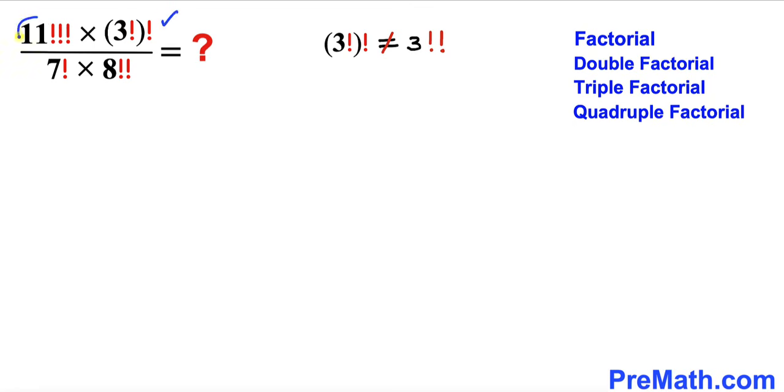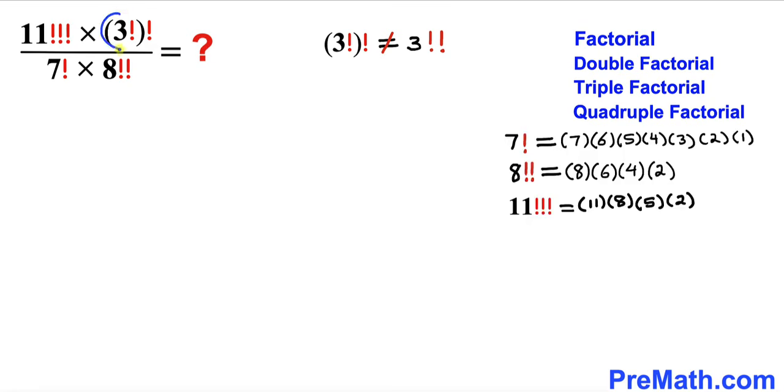Let's look at this 11 triple factorial. Here I have copied down 11 triple factorial, and that is going to be equal to, since we are dealing with this triple factorial, 11 times 3 less, which gives us 8, times 5, and finally times 2. Now let's focus on this nested factorial. And here I have copied it down.